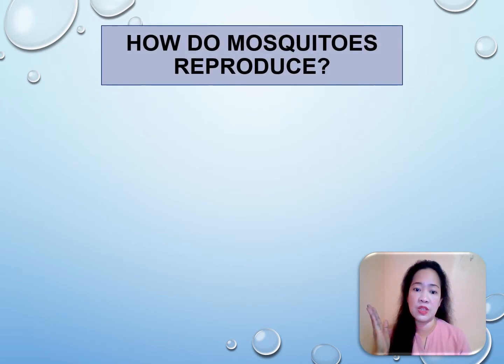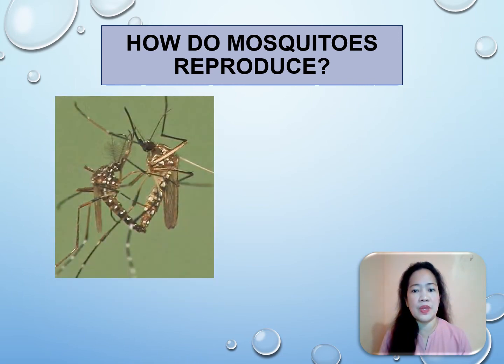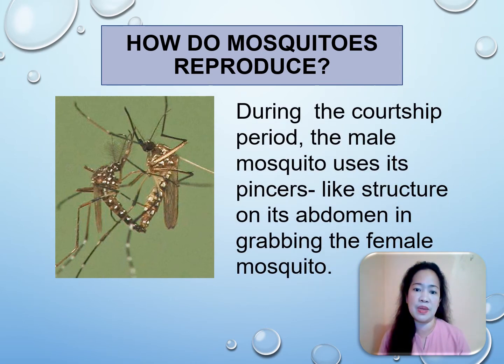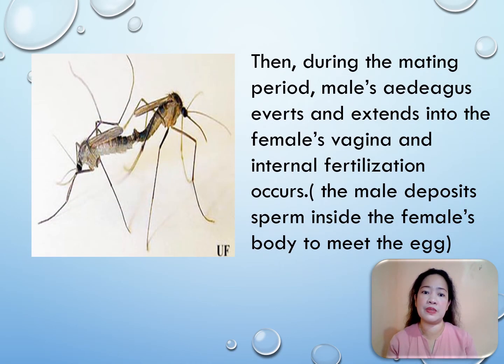But how do mosquitoes reproduce? During the courtship period, the male mosquito uses its pincers-like structure on its abdomen in grabbing the female mosquito. Then, during the mating period, the male's aedeagus everts and extends into the female's vagina and internal fertilization occurs. This means that the male deposits sperm into the female's body to meet the egg.